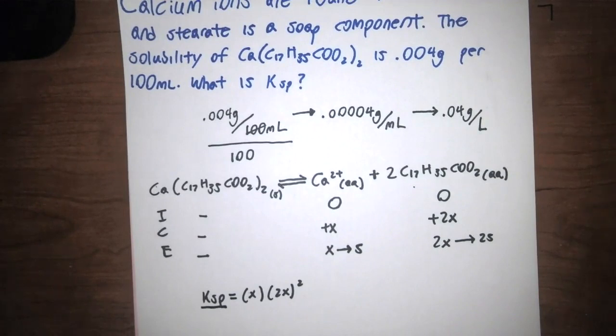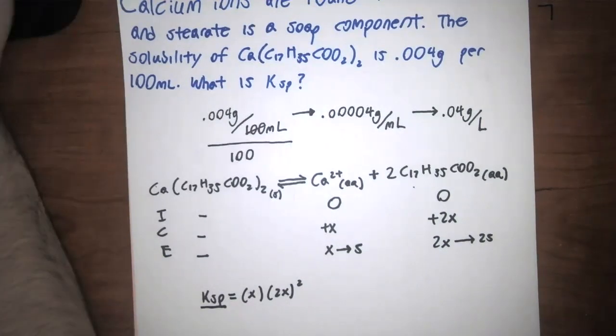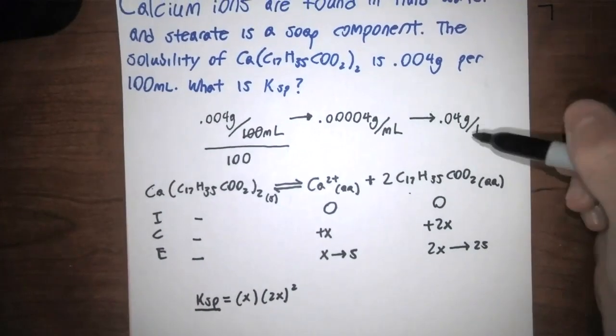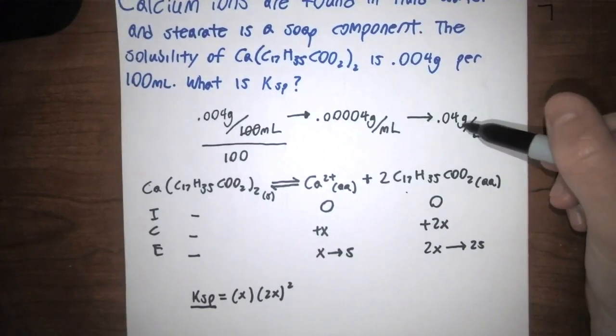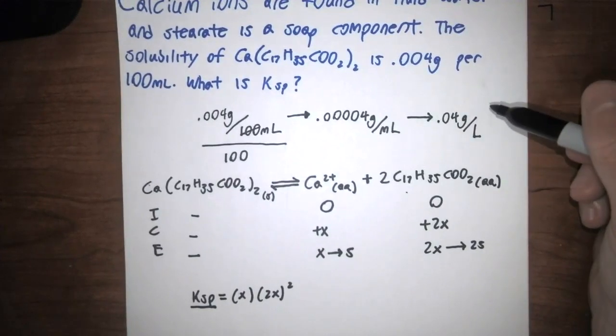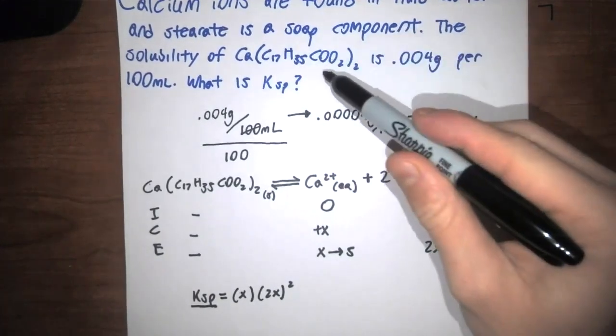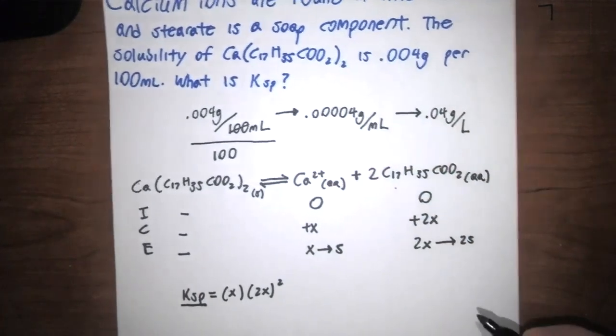How are we going to get x? Think about that. How would we get x from this equation? Well, we have to consider the solubility that was given to us. In this case, we have a solubility of 0.04 grams per liter. Well, the molar mass of this would give me a gram value, right? So let's calculate the molar mass.